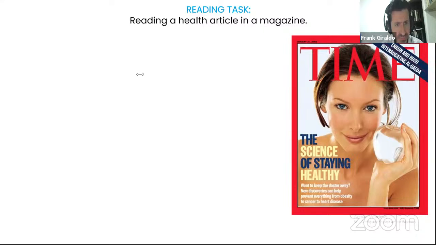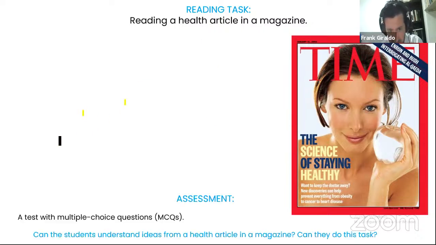And in a reading task, so again, we think of the task itself. So reading a health article in the magazine. And then we think about the assessment itself. So in this case, the assessment is a test with multiple choice questions.